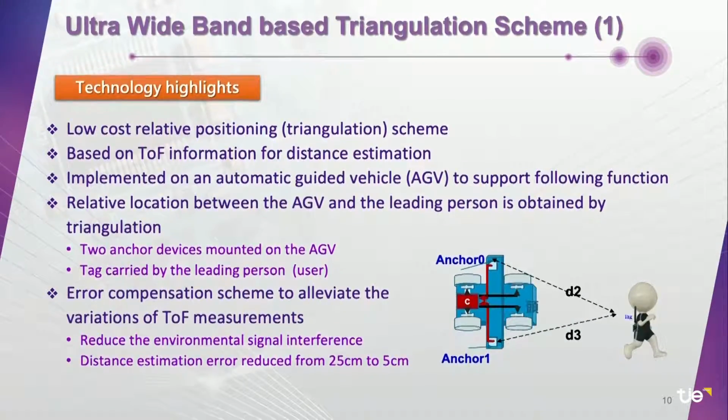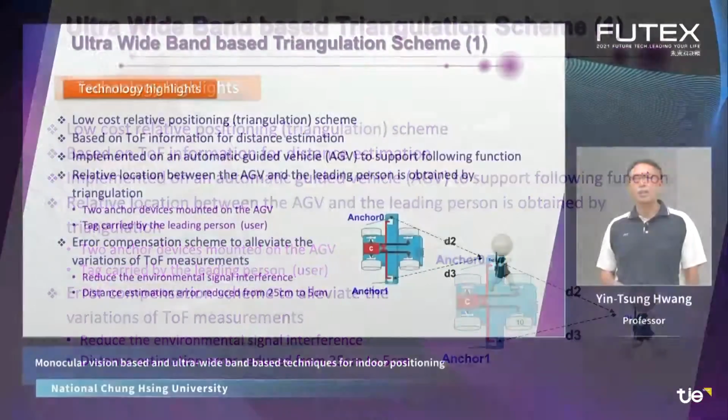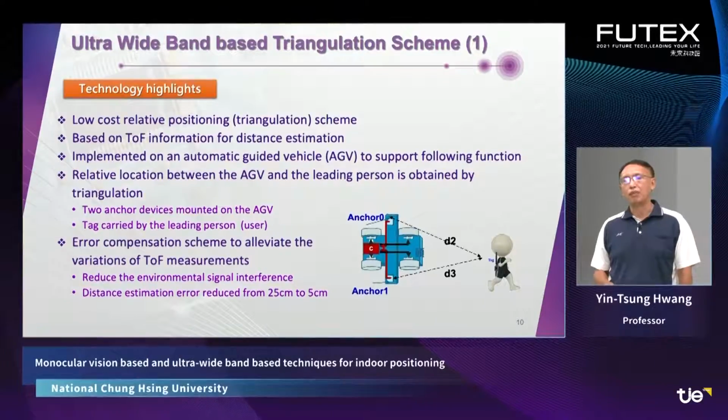An error compensation scheme is introduced to alleviate the variations of the TOF measurements. It can reduce the environmental signal interference, and the distance estimation error can be reduced from 25 centimeters to about 5 centimeters.